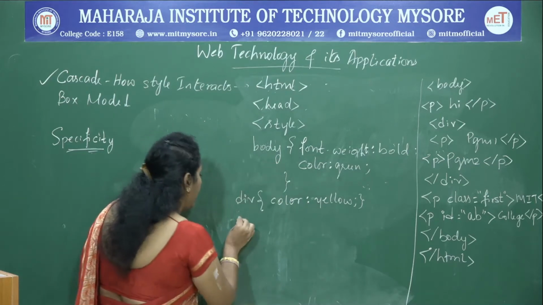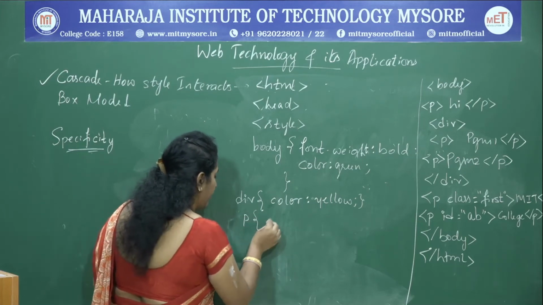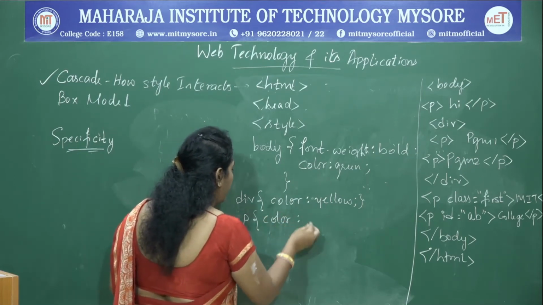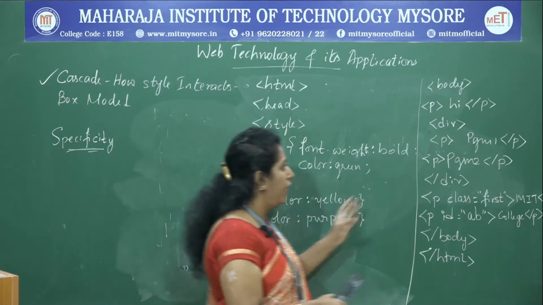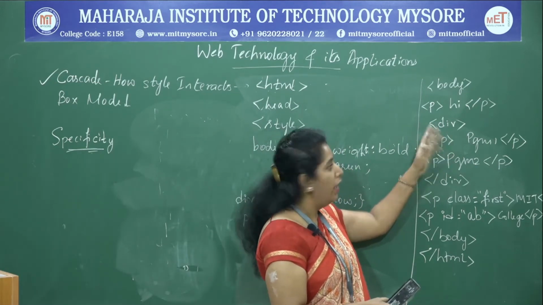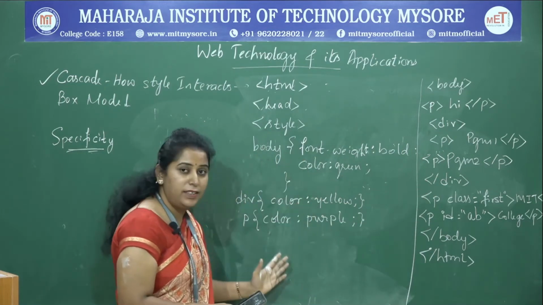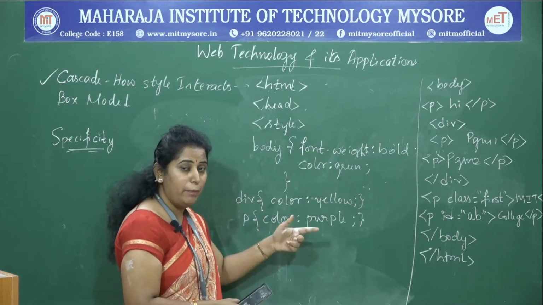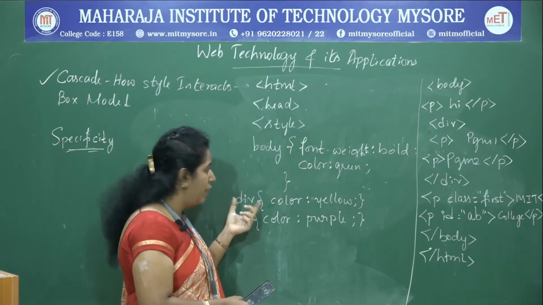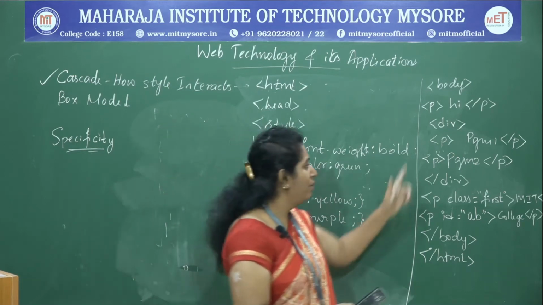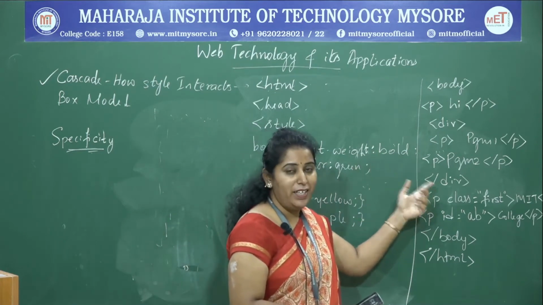This is overriding. Div overrides body. Now, next, you will have a few more challenges. I am writing a P selector where I am giving the color purple. See now what happens? P is inside div and P is inside body also. There are three different style rules for the same element. P overrides div, div overrides body. So now tell me, the output will be in which color? Green, yellow or purple? It will be in purple.